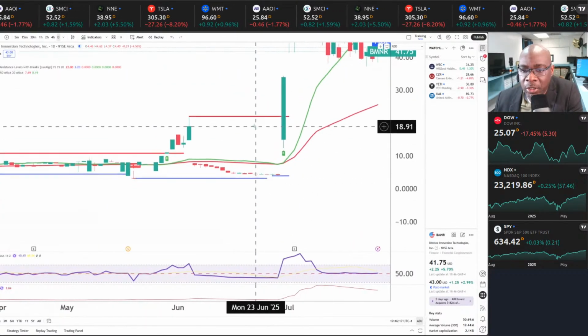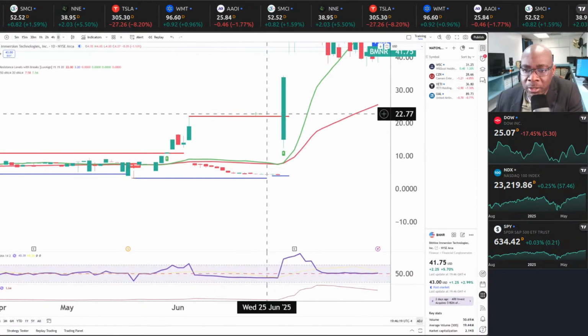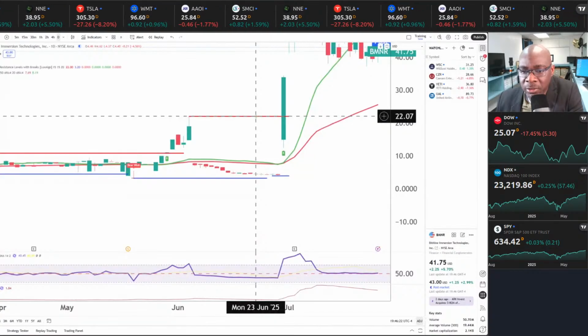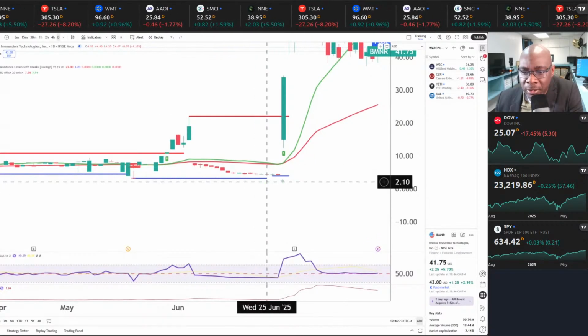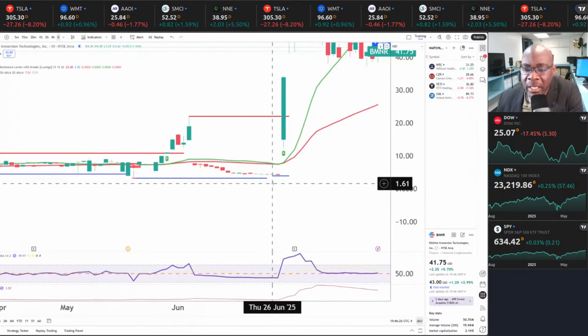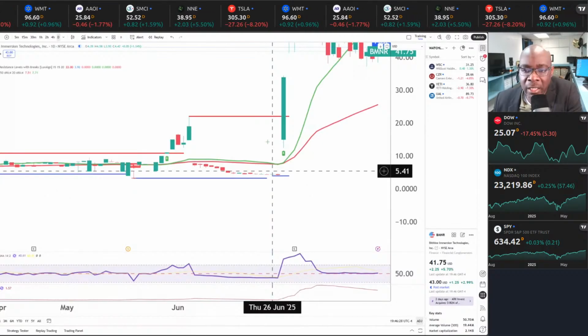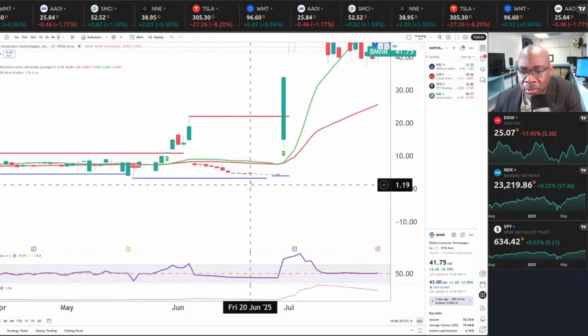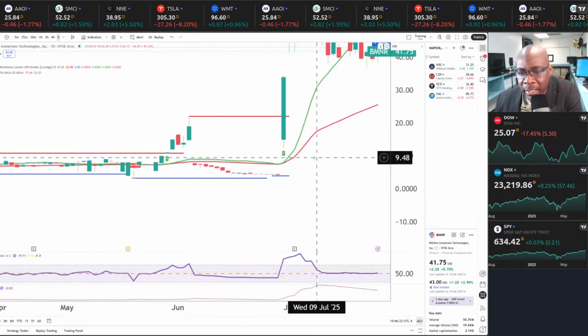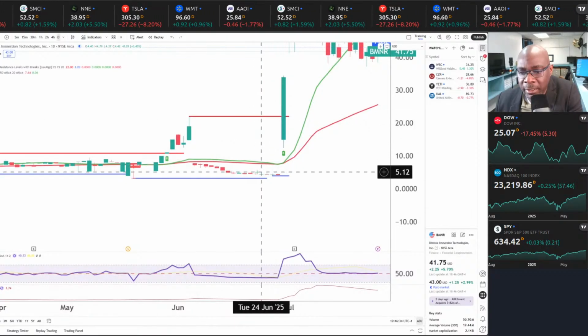Next, I have our red line here, which is this one here. This is our areas of resistance. The blue line here is our areas of support. So we have our moving average, and we have our areas of support and resistance. Moving average is one indicator. Support and resistance is a second indicator.